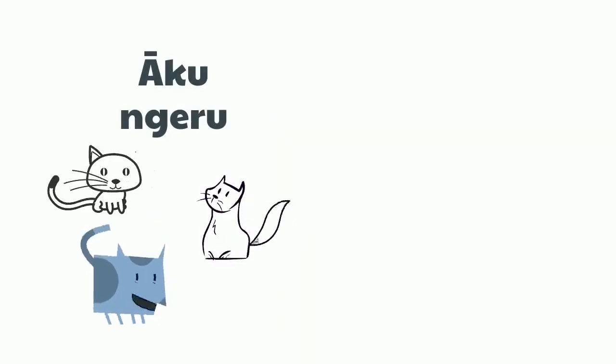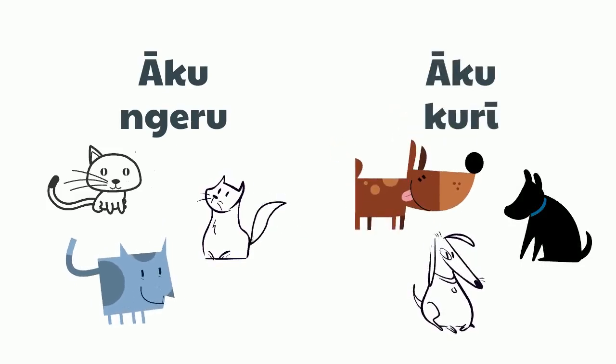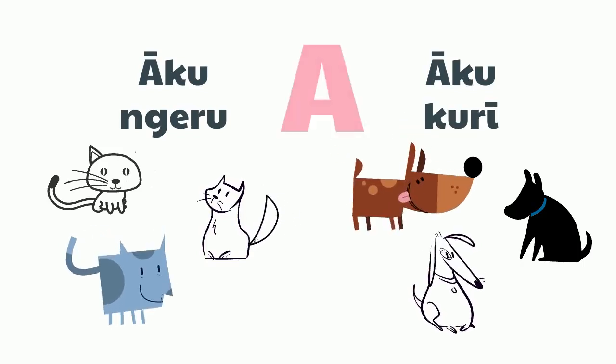To talk about more than one thing, we drop the T. Aku ngeru, my cats. Aku kuri, my dogs. Animals are in the A category.